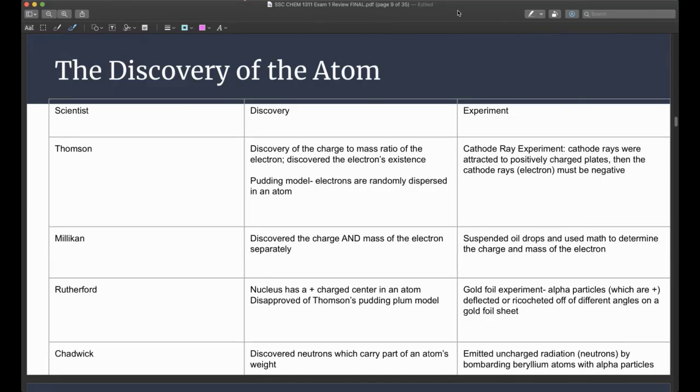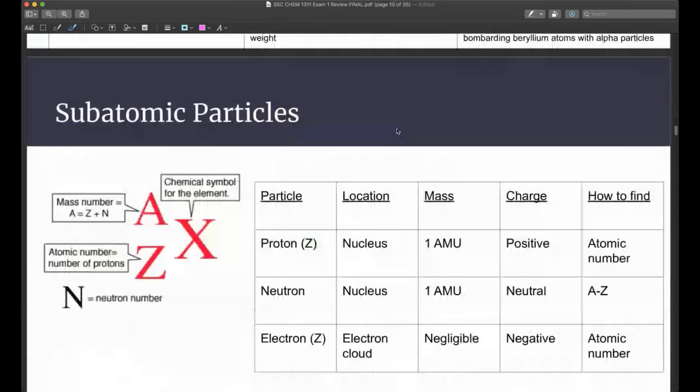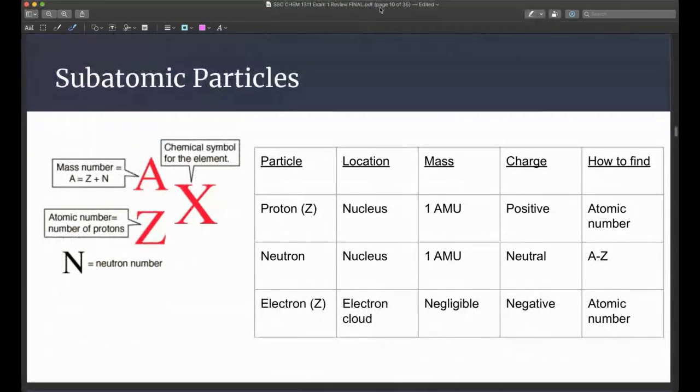Finally, Chadwick discovered the neutrons, which carry part of the atom's weight. He did this by bombarding beryllium atoms with alpha particles, which emitted neutral radiation, or neutrons. So now we're going to move on and talk about the specific types of atomic particles. Usually you'll see this representation of the atomic particles.